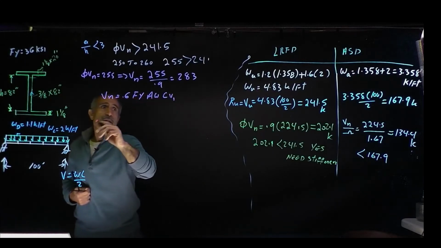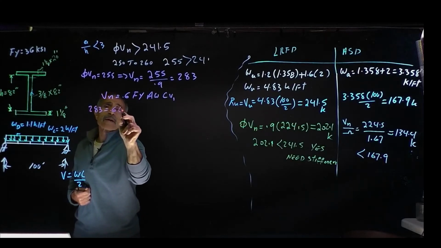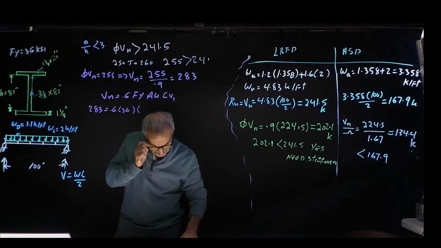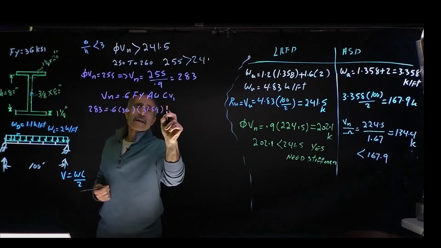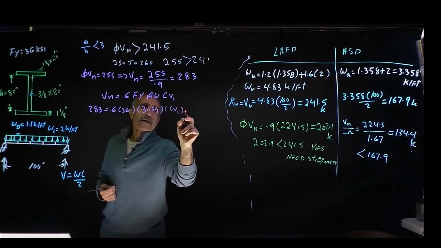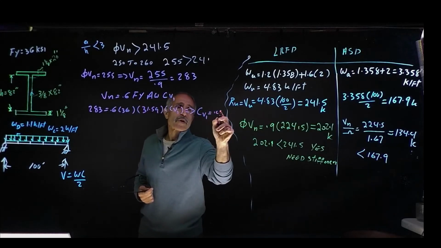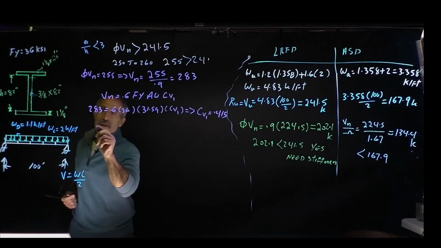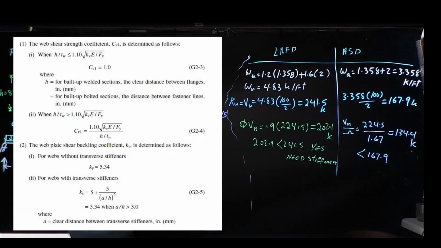is going to be. So I'm going to say, okay, 283 is equal to 0.6 times 36 times Aw, which came out to, I forgot what I wrote down, 31.59 times Cv1. So that will give me Cv1 equal to 0.415, okay? That's fine.